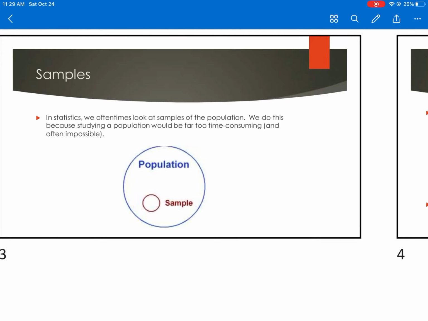Okay. In statistics, we oftentimes look at samples of the population. We do this because studying a population would be far too time-consuming and often impossible. So for example, if you wanted to get the average height of all men in New York City, there's no way you're going to be able to get every single male height. So you would take a sample of the population and go from there.